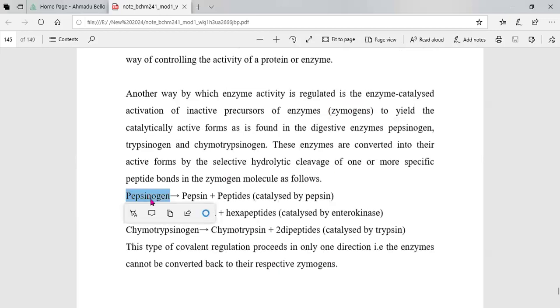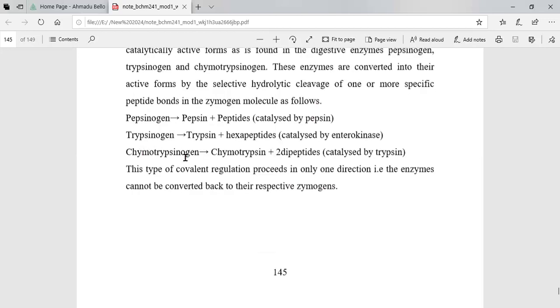So it can be activated to its active form. For instance, pepsinogen can be activated to pepsin, which is then catalyzed by pepsin, and so on. You can see we have trypsinogen also, and we have chymotrypsinogen as well.